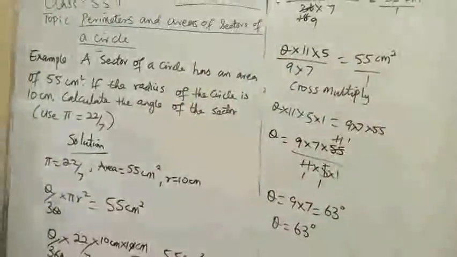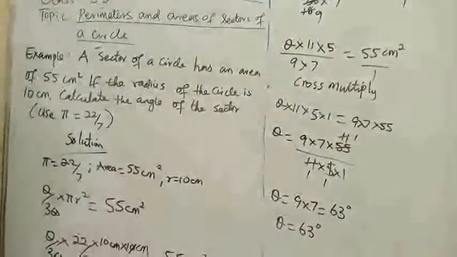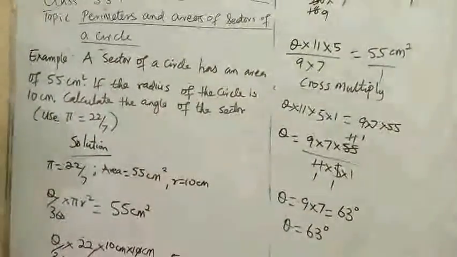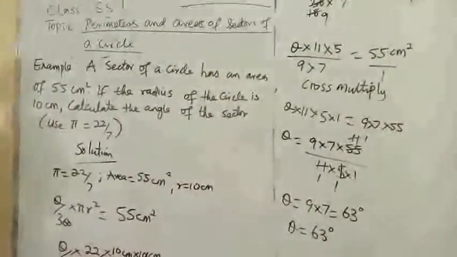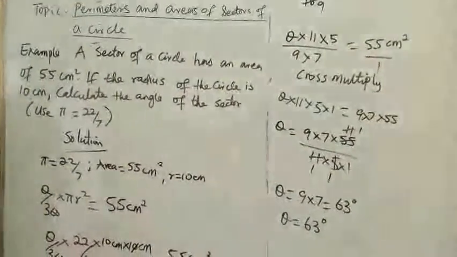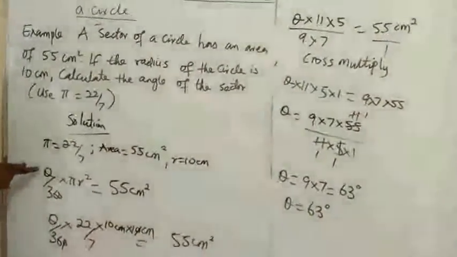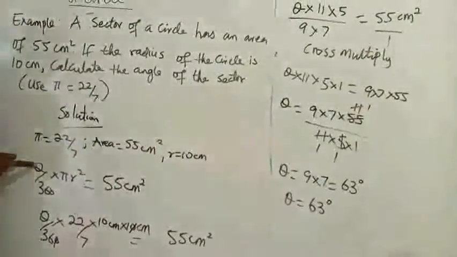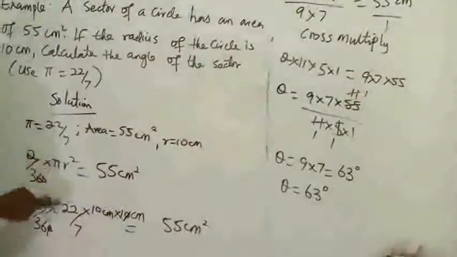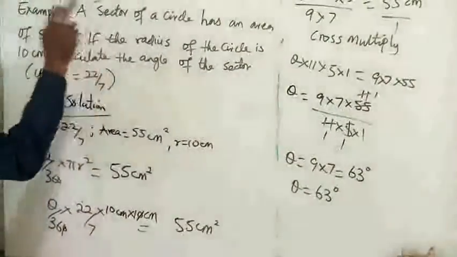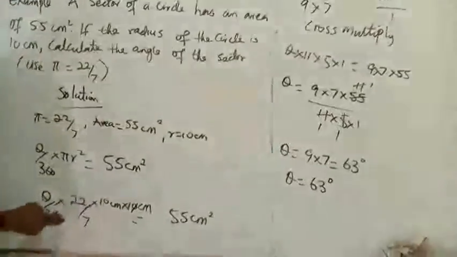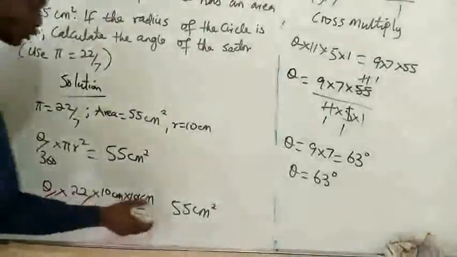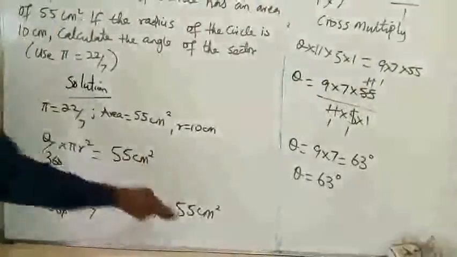Let's run through it again. The sector of the circle has an area of 55 cm squared. If the radius of the circle is 10 cm, calculate the angle of the sector using pi as 22 over 7. So we apply the formula theta over 360 times pi r squared. Remember we are looking for our theta. So we say theta over 360 times pi, which is 22 over 7, times our radius 10 cm times 10 cm because we have r squared. All this is equal to our area, which is 55 cm squared.